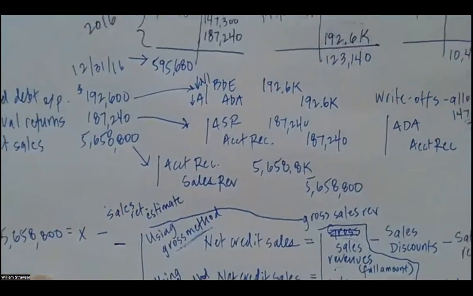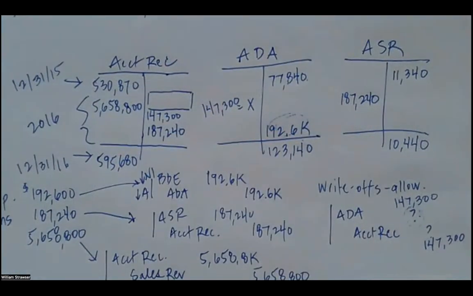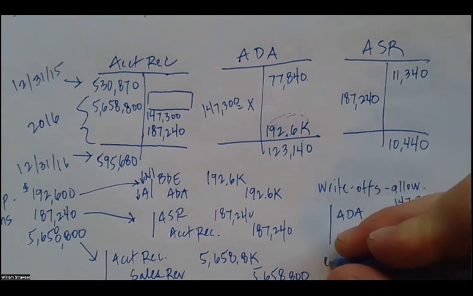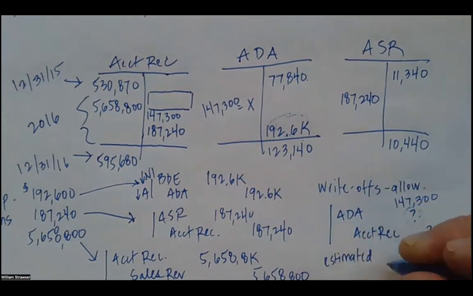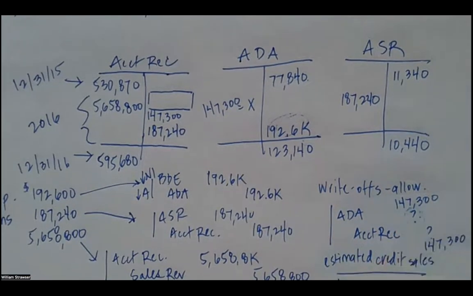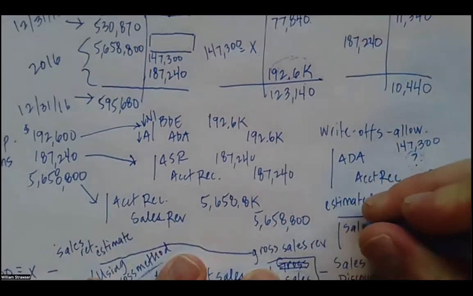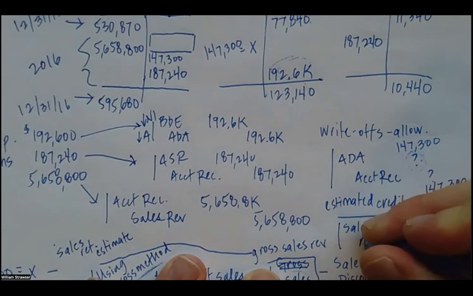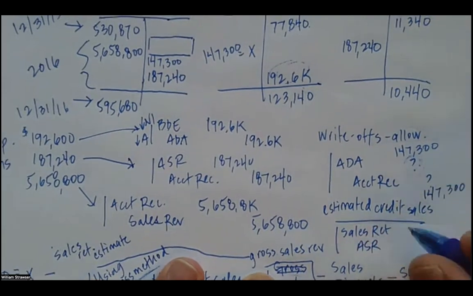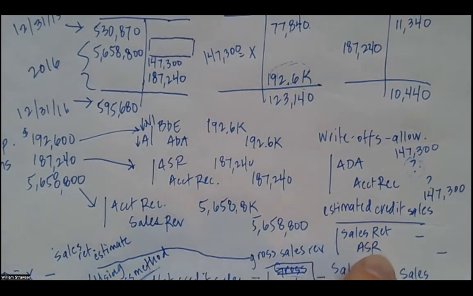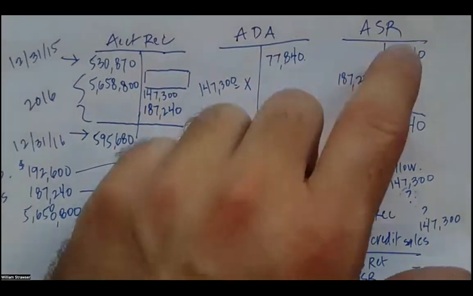So how am I going to find a sales returns estimate? Again, I want to return to these accounts here and think about, well, when I record an estimate of returns on credit sales, what is affected? So I have a debit to sales returns and a credit to my allowance for sales returns. So when I estimate sales returns, it increases my allowance for sales returns.